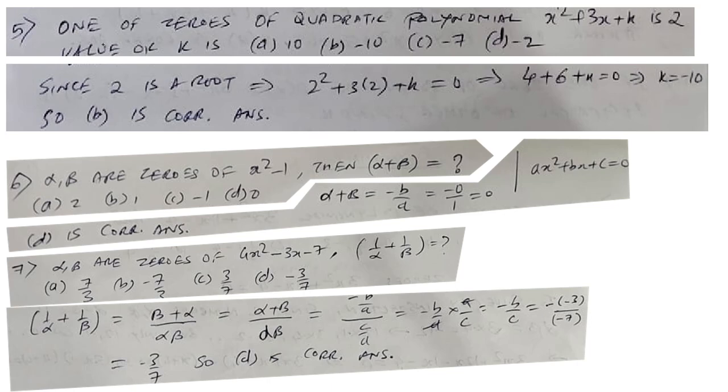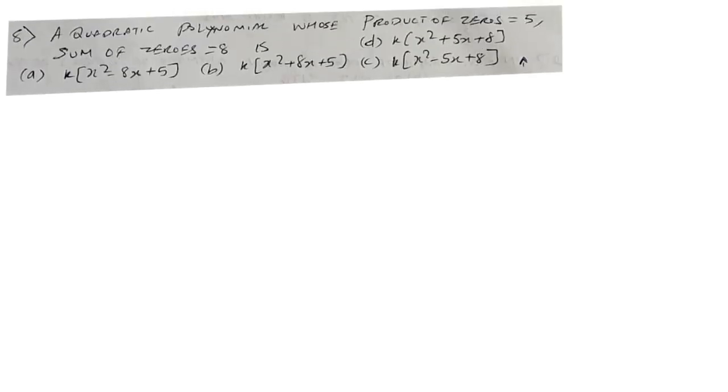In our case, in 4x squared minus 3x minus 7, b is minus 3. Okay, but there is already a minus sign. Okay, you should not forget the signs. So minus sign is already there. B minus 3 you have substituted. C minus 7 you have substituted. Minus and minus will become plus, but there is a minus in the denominator. So plus divided by minus will be minus 3 by 7. So D, minus 3 by 7, is the correct answer.